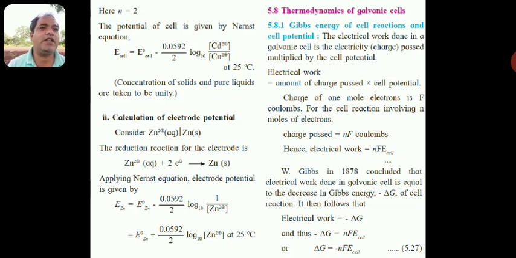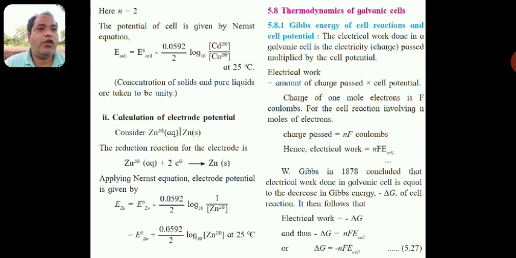That gives the energy of cell reaction and cell potential. The electrical work in the galvanic cell is the electricity or the charge passed multiplied by the cell potential. What this says: electrical work is equal to amount of charge passed into cell potential. So this is the formula for electrical work. I'll repeat once again. Electrical work is equal to amount of charge passed into cell potential. The charge of 1 mole of electrons is 1 Faraday, F coulomb.